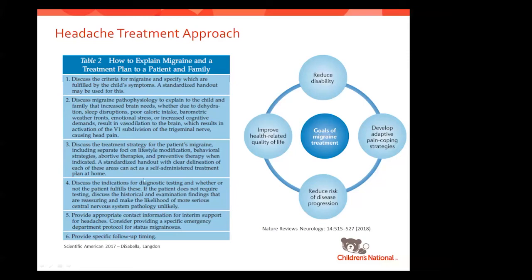It's always okay to punt this also over to your neurologist or the headache program here at Children's. Finally, we talk about contact information for interim support. We have a headache nurse in our program that is constantly on the phone talking to these headache patients, helping them get through their day-to-day life. We talk about emergency protocols and specific follow-up. So when you look at the goals of migraine treatment, we want to reduce disability, we want to improve quality of life, reduce the progression of the disease, and develop adaptive pain coping strategies.